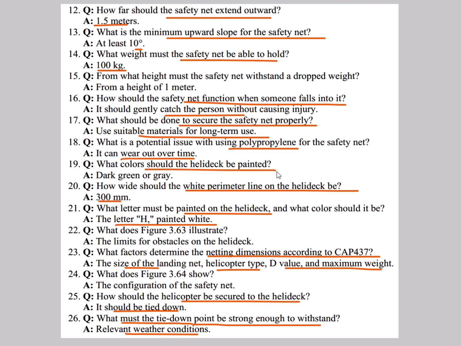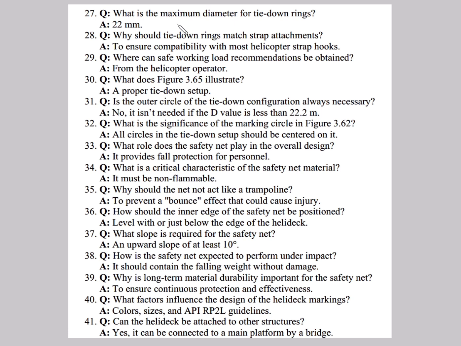What color should the helideck be painted? Dark green or gray. What is the maximum diameter of the tie-down ring? 22 mm. Why should tie-down rings match strap attachments? To ensure compatibility with most helicopter strap hooks. Where can safe working load recommendations be obtained? From helicopter operators. Is the outer circle of the tie-down configuration always necessary? It is not needed if the D value is less than 22.2 meters.